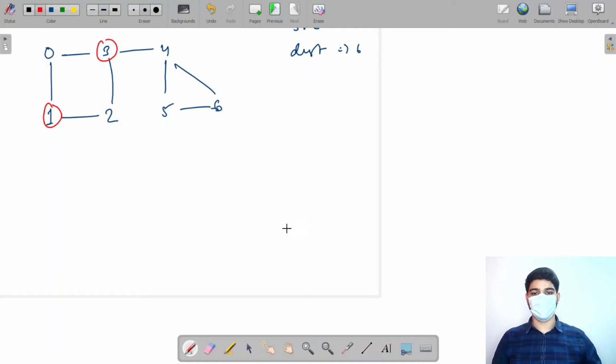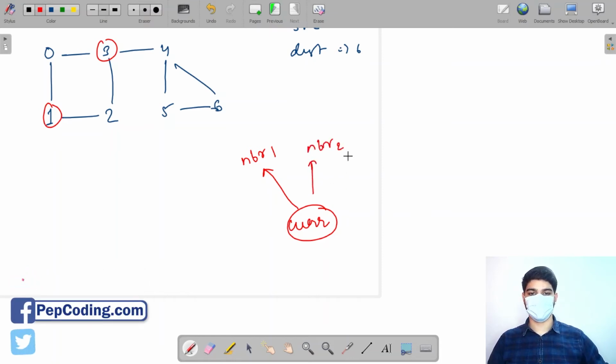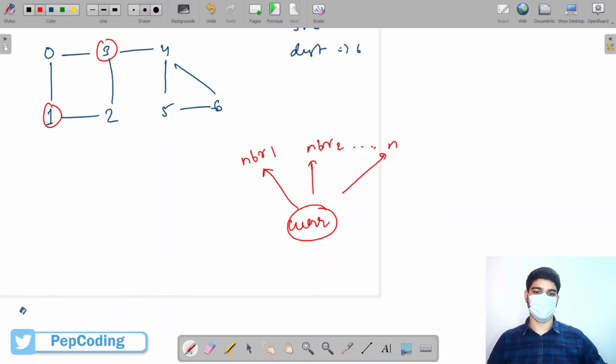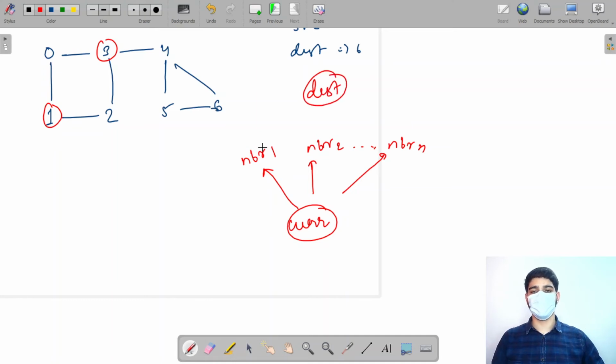So if I'm at my current node, any node, right? From my current node, I would ask all my neighbors, right? So let's suppose there are neighbor 1, neighbor 2, till, let's suppose, neighbor n. What I would ask from my neighbors is that does there exist a path such that you reach destination, right? From neighbor 1, does there exist a path such that you end up on the destination, right?